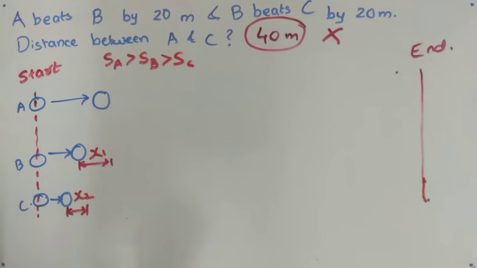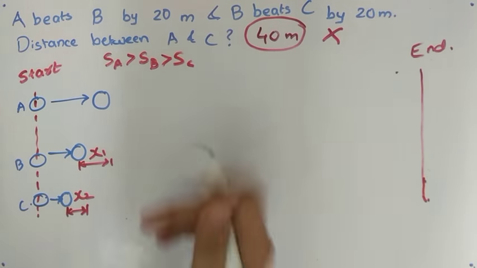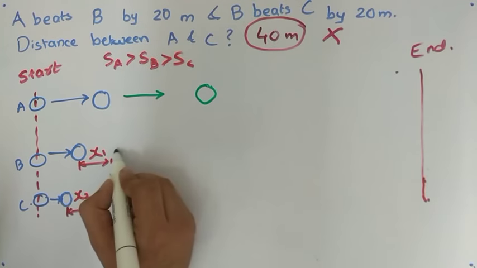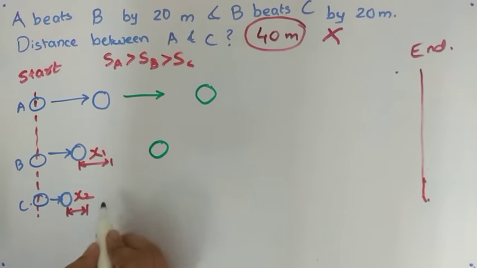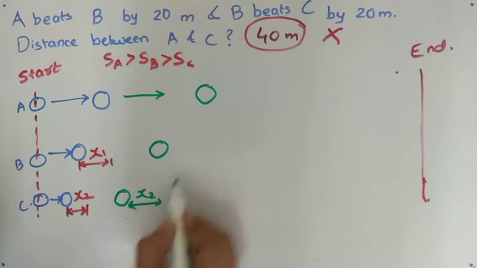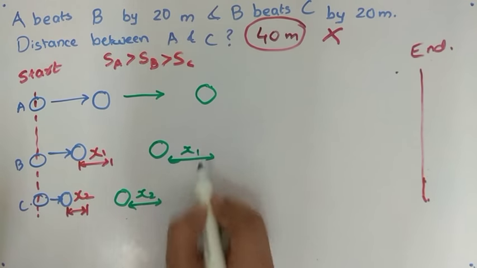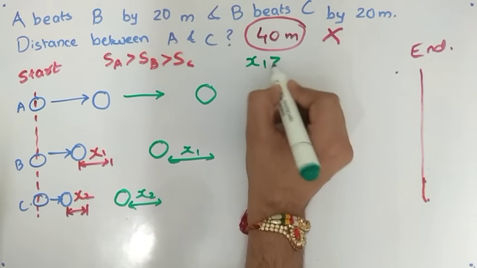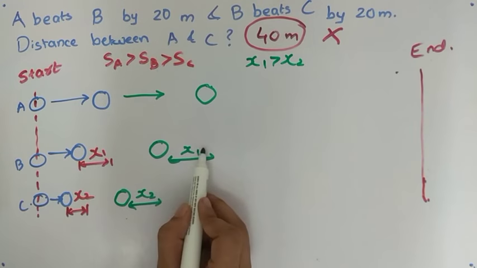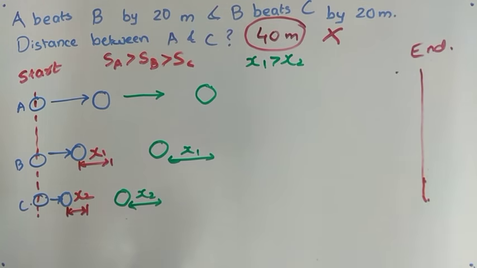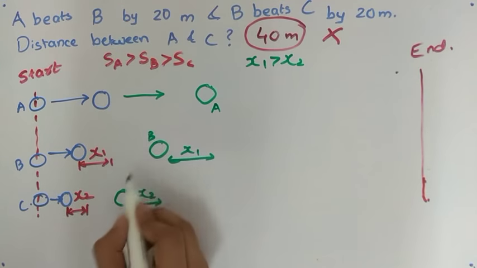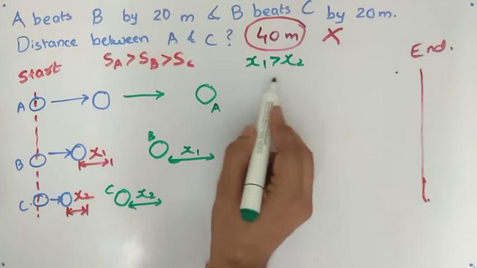Now let us take another position, when A has reached this position, B is approximately here, and let this be C. So again this is our x2 and this is x1. By this time you should have come to know that the distance between A and B, x1, will always be greater than the distance between B and C, x2.